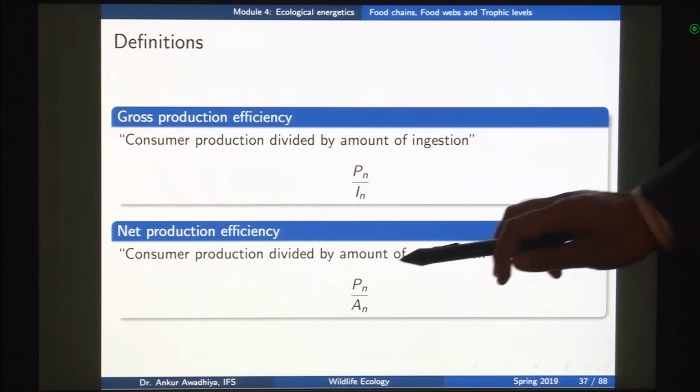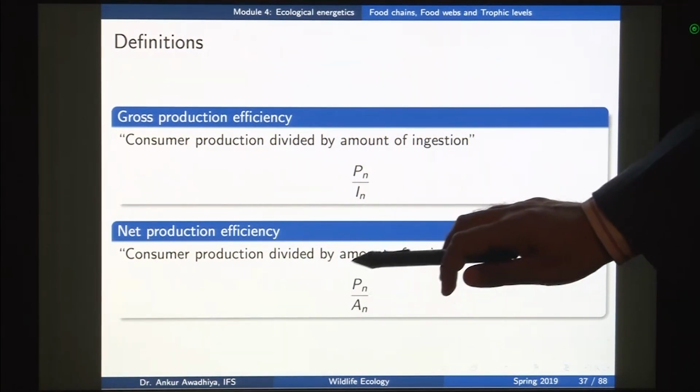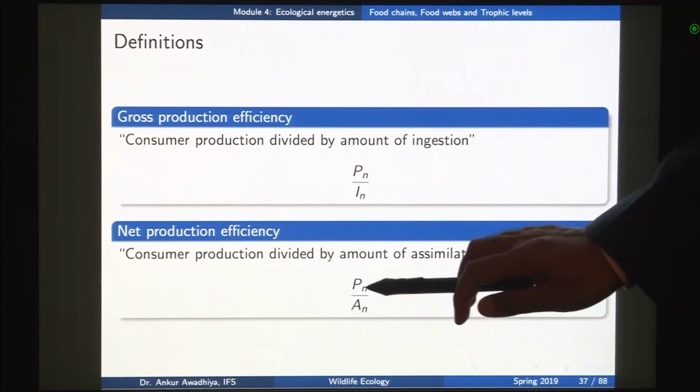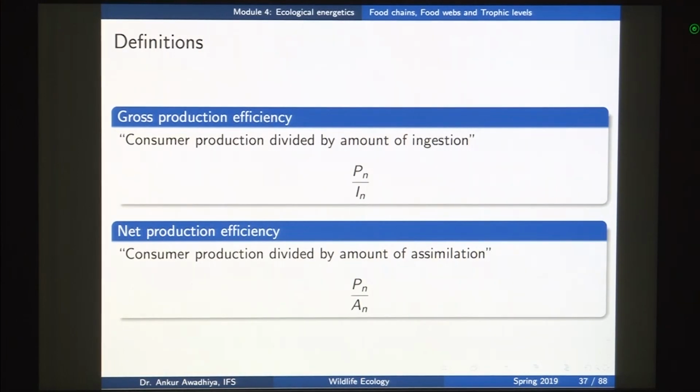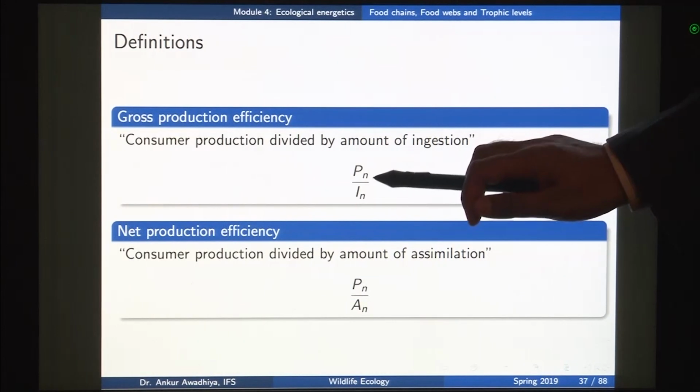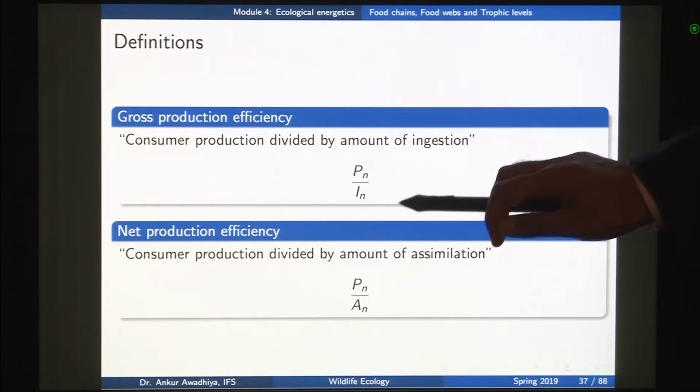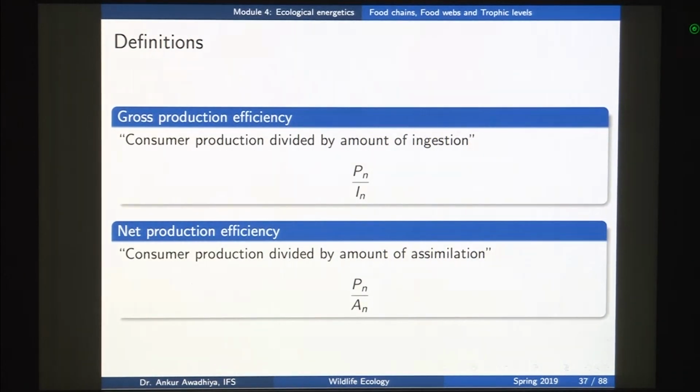So, that is P n divided by A n, the amount of production at the nth trophic level divided by the amount of assimilation at the nth trophic level, and that is the net production efficiency. And if we use I n, the amount ingested at the nth trophic level, in place of the assimilation, then we have the gross production efficiency.